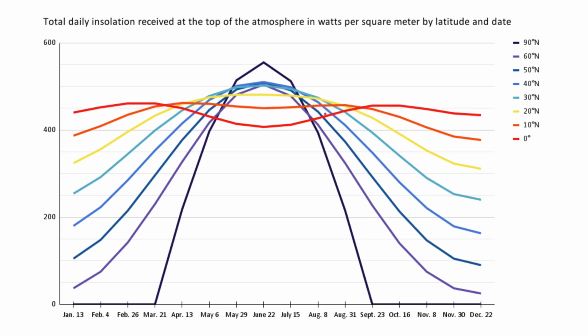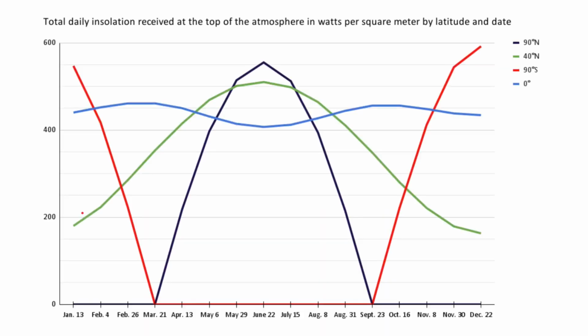And then finally for us at 40 degrees north, let's see, which one are we? I think we're this one. Yeah, we're that one, 40 degrees north. So you can see at 40 degrees north, we're getting fewer than 200 watts in the winter, and closer to 500 watts in the summer. So over 2 to 3 times as much energy in the summer as in the winter at 40 degrees north.